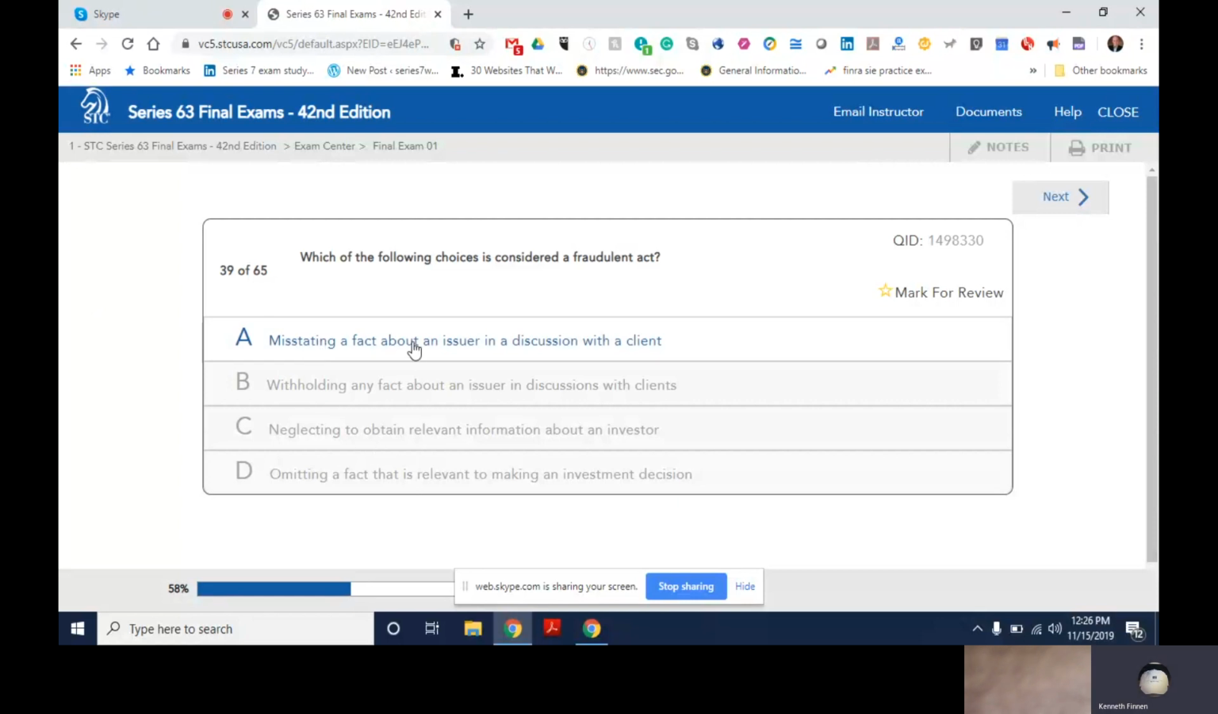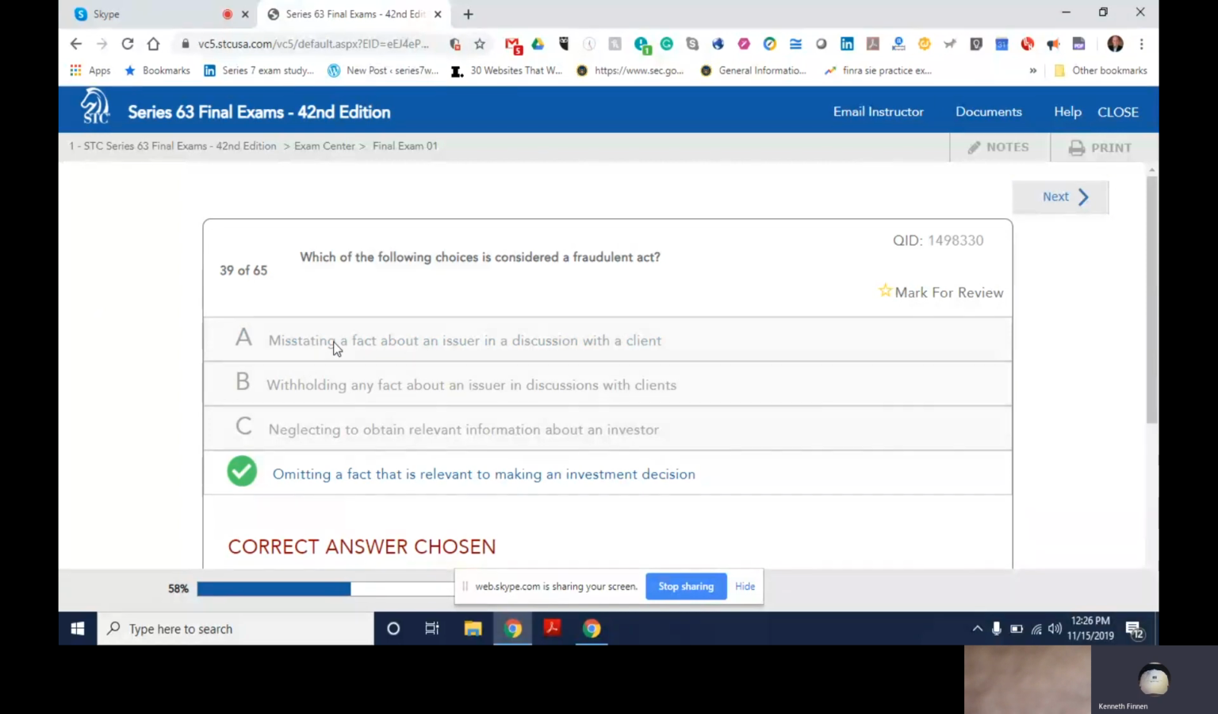But it says a fact, it doesn't say material. So we're going to go with D because it's relevant to making a decision. And I could be wrong. There we go. So a fact is like the guy wears red shoes. We don't care. But a relevant one is like, oh, they just signed with, they're getting sued or something.